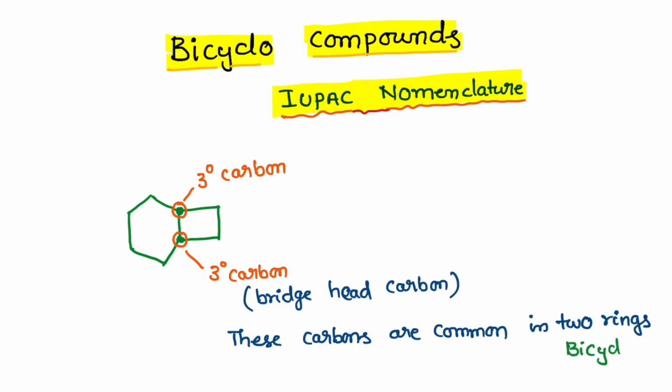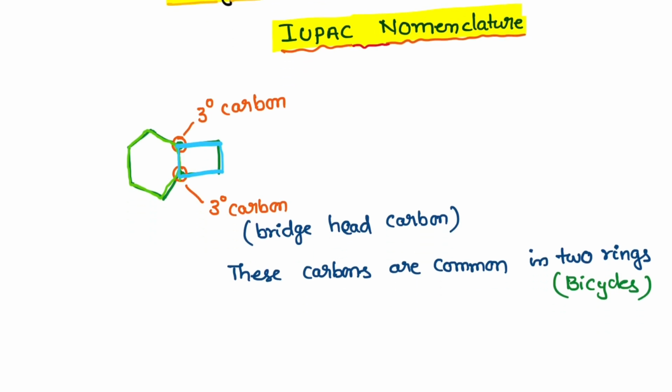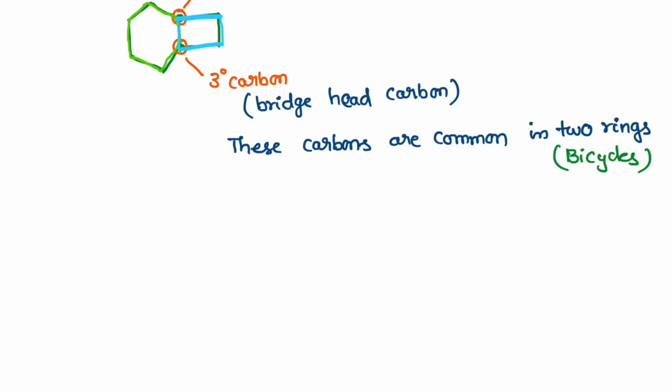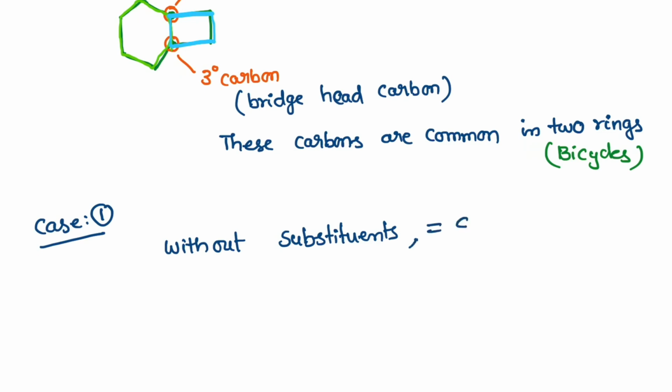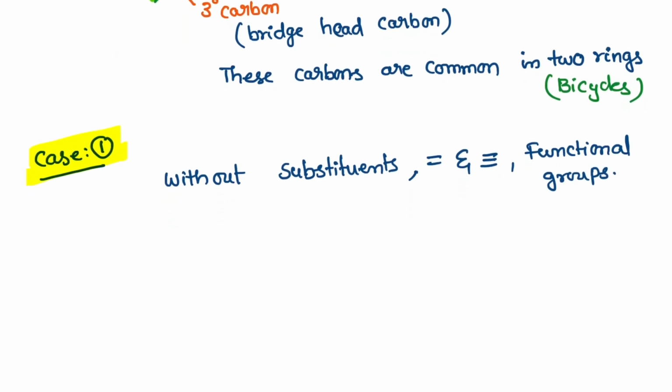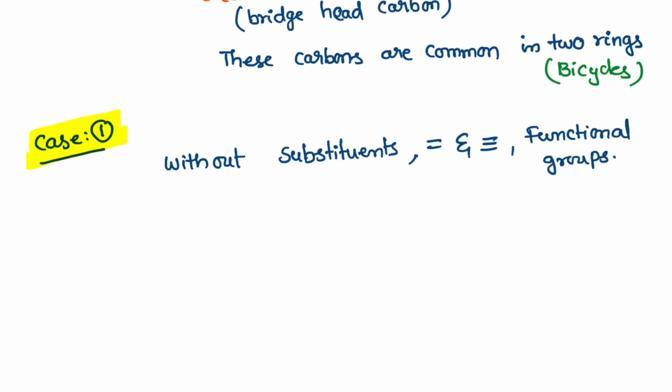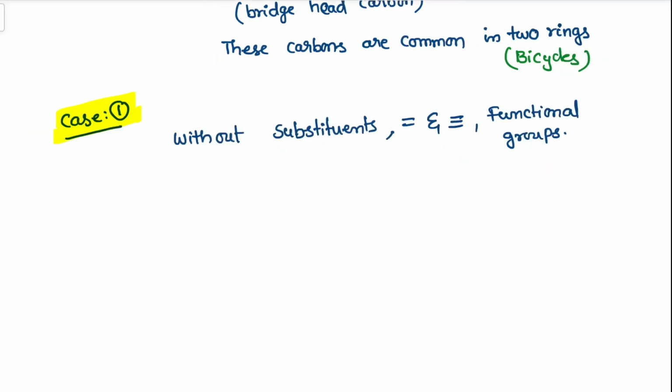First of all, you should have this basic idea if you want to write bicyclo compounds. Is it clear? Now I am going to take one example so you can understand better and write it. There are many conditions, but I have made it case-wise. In this first case, we are going to write bicyclo compound IUPAC names without substituents, double bond, triple bond and functional group. That means the bicyclo compound which has no substituent, double bond, triple bond or functional group is case 1. So now I am taking one example.